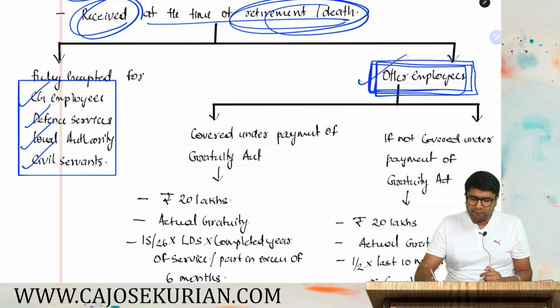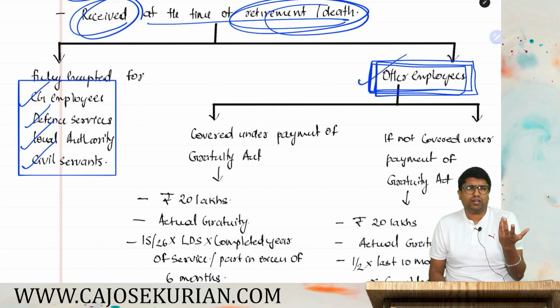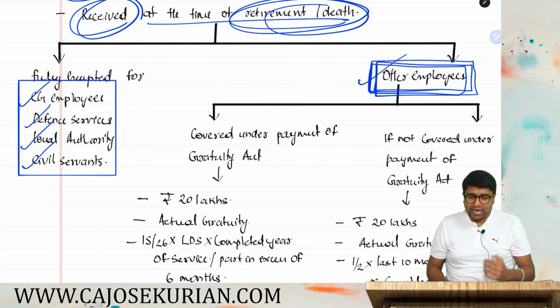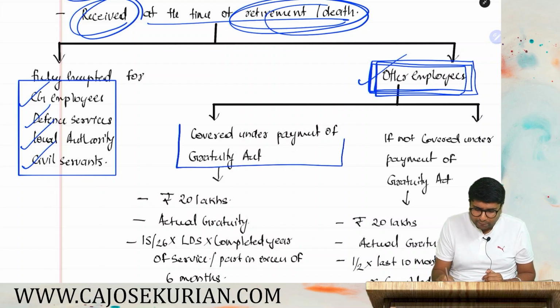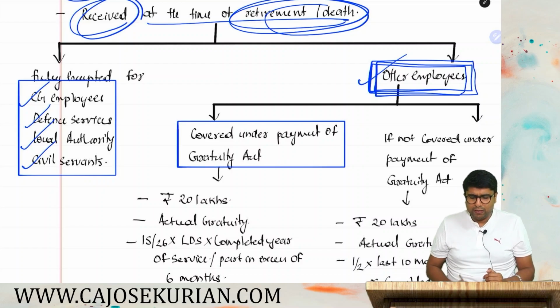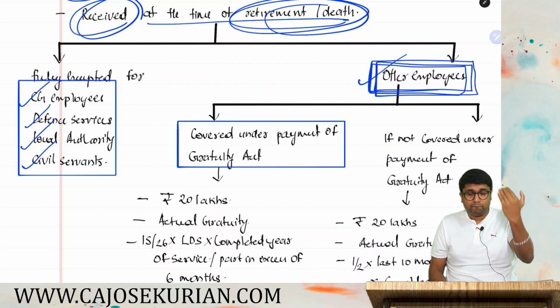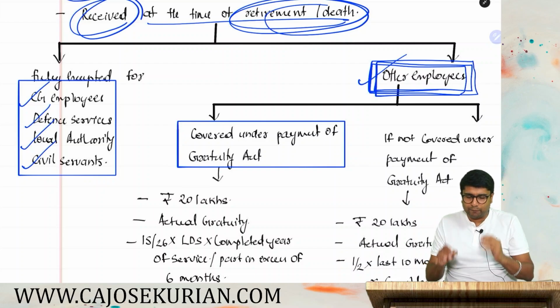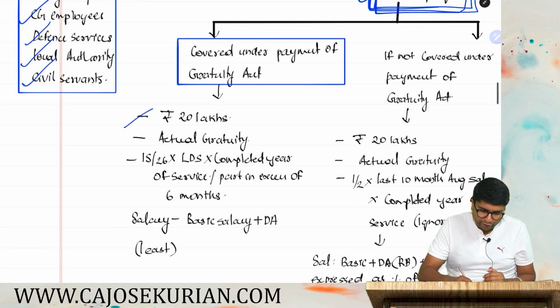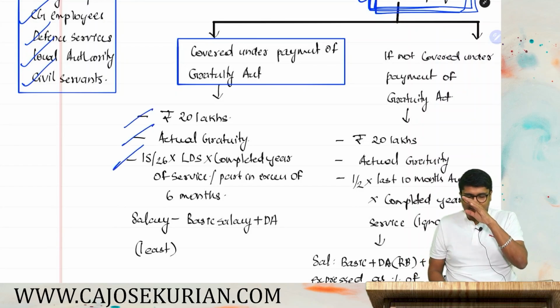But if you are an employee, say in a private company or other public company, you have to check whether you are covered under the Payment of Gratuities Act, that is, your employer is giving you gratuity in accordance with the Payment of Gratuities Act. Then, how do you compute the exemption? You pick the lower of these 3. The lower of these 3 shall be the exemption amount.